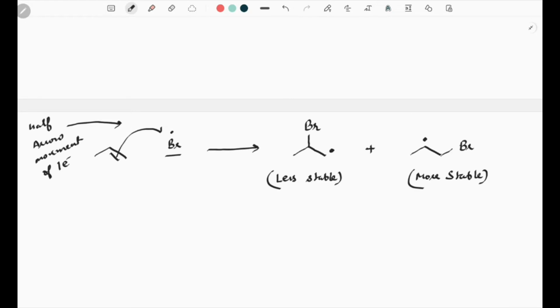Due to this, now the second step is hydrogen radical, it will combine with this radical to form the final product. So what is the final product? Again, in the first case it is 2-bromopropane, whereas in the second case it is 1-bromopropane.